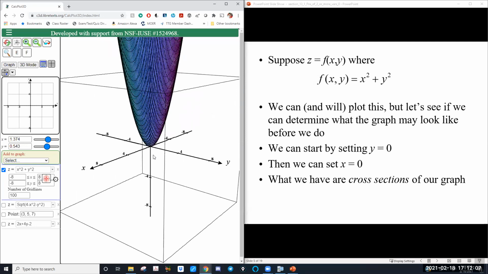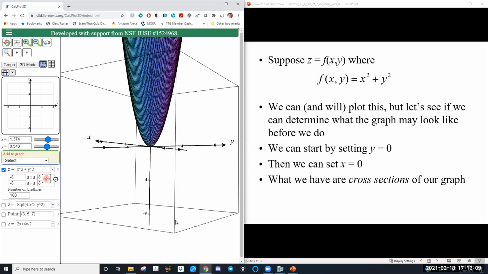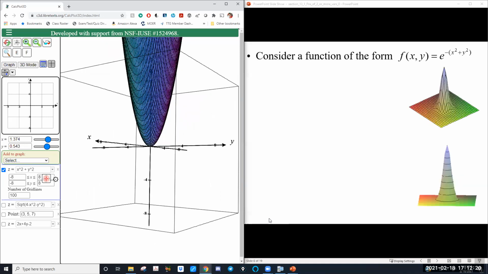We're going to come back to this graph a little later. But there's going to be a lot of things that we can look at in graphs or in functions to identify what the graph is going to do. So here's the graph of e to the negative x squared plus y squared. Our paraboloid also had an x squared plus y squared in it.